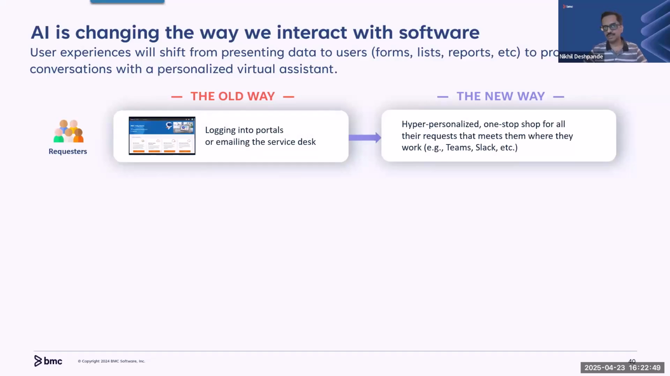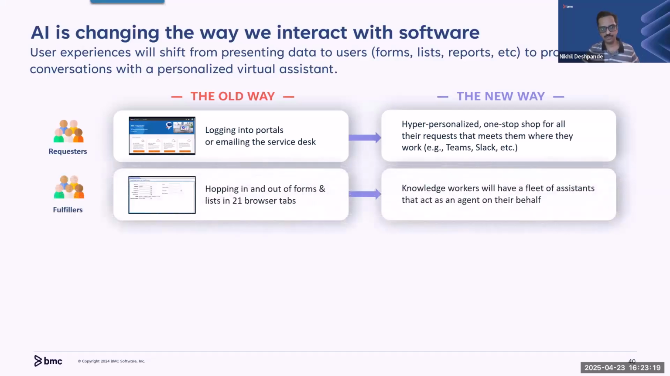So requesters, if you worked with a service catalog in the past, you would have to log into a request portal or email, send an email to the service desk, or possibly walk to the service desk. The new way is you will use a communication channel such as Microsoft Teams or Slack, with which you will interact with the service desk. And that becomes a single way, just one interface for all your interactions.